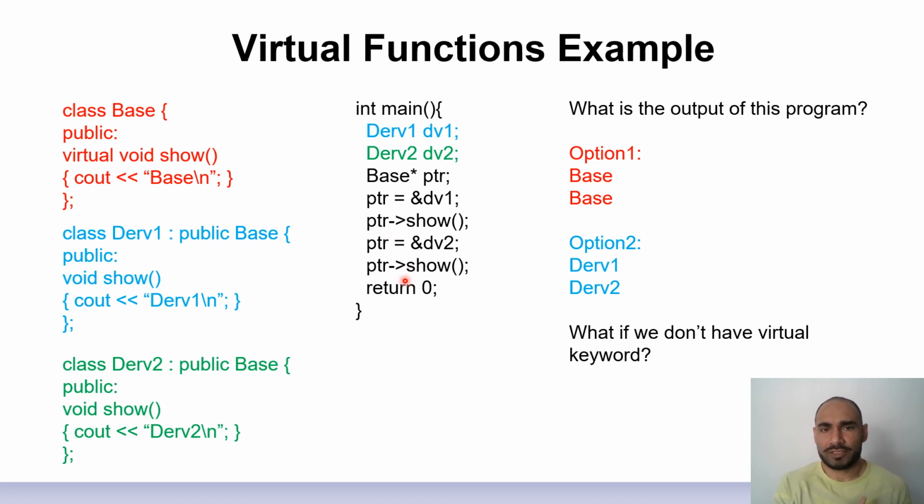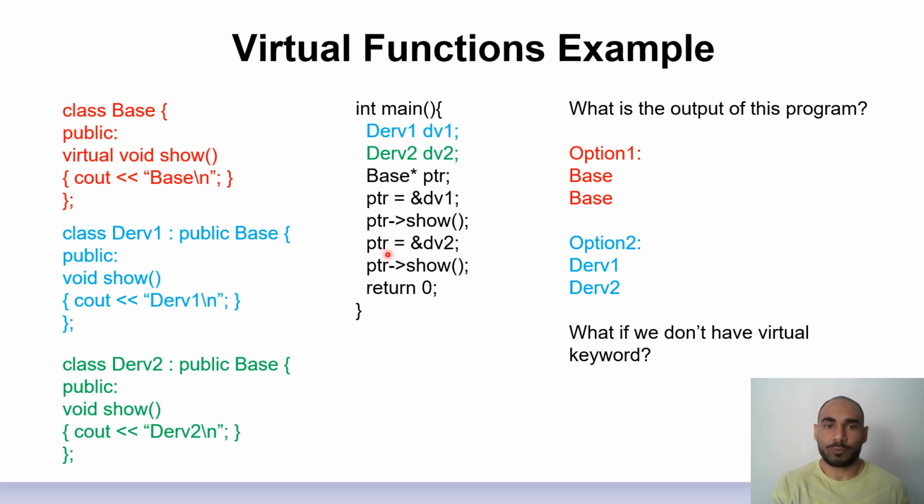So what happens now? The interesting thing comes now. When we call the show method on this ptr pointer, so we say ptr show, what show method is called in this case? See, ptr is of type base, and the base class has this show method. So should it call this method, or should it call this method? Because ptr is now pointing to the derived 1 class object. So what do you think?